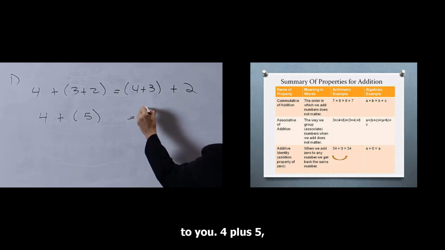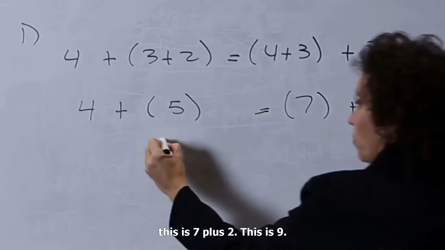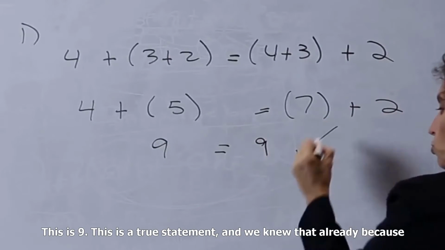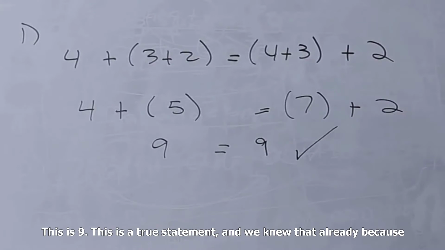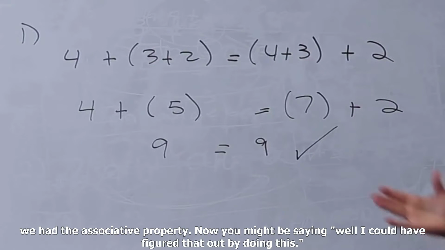4 plus 5. This is 7 plus 2. This is 9. This is 9. This is a true statement. And we knew that already because we had the associative property. Then you might be saying, well, I could have figured that out by doing this.